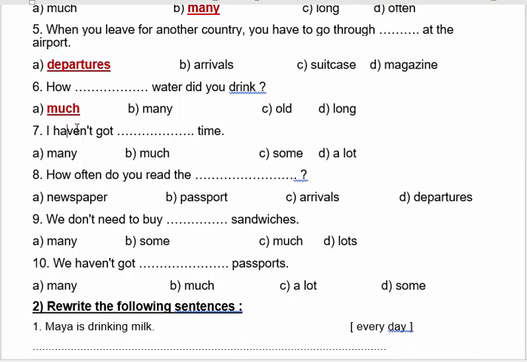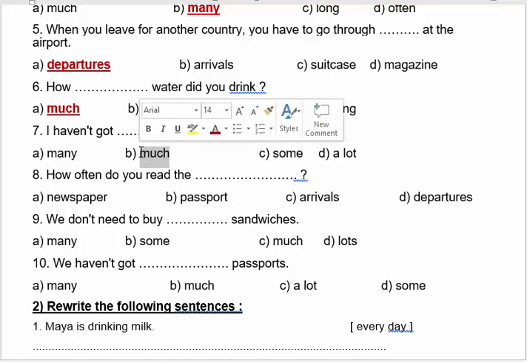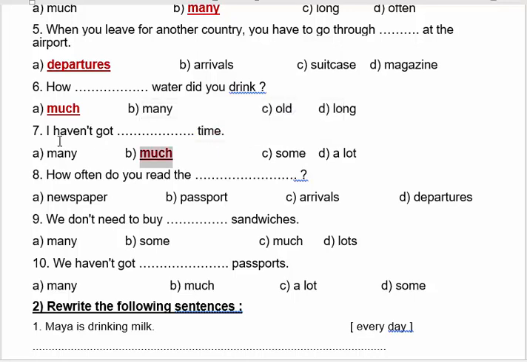Number 7, I haven't got blank time. Many, much, some, a lot. Okay, time here is uncountable, and here we have I haven't got much time. We use much with uncountable nouns. Okay, number 7, I haven't got much time.